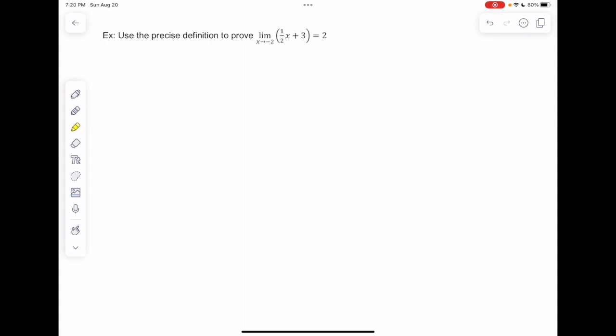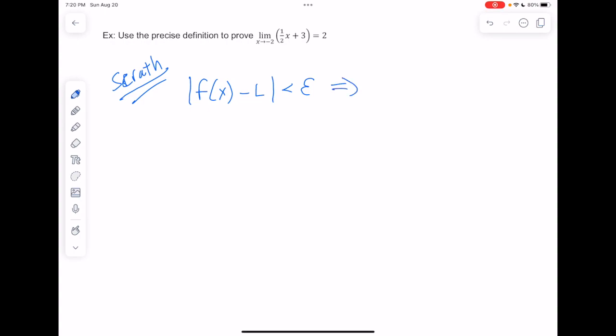Use the precise definition to prove that the limit as x approaches negative 2 of 1/2 x plus 3 is equal to 2. So we're going to start off with some scratch work. And that scratch work always starts off by playing around with the absolute value of f of x minus L being less than epsilon and starting to plug in and see what that looks like.